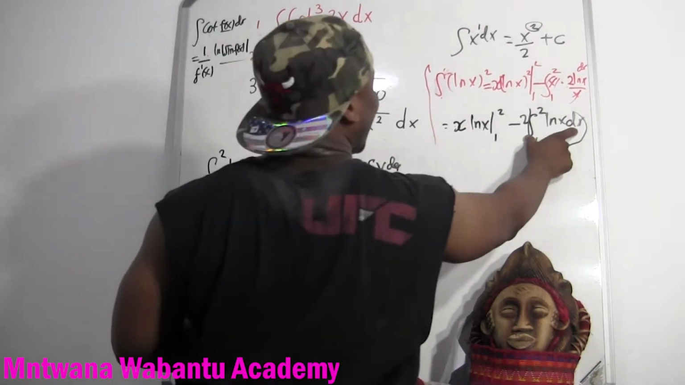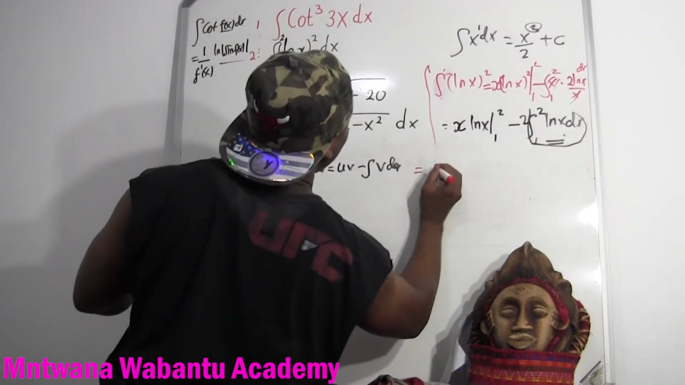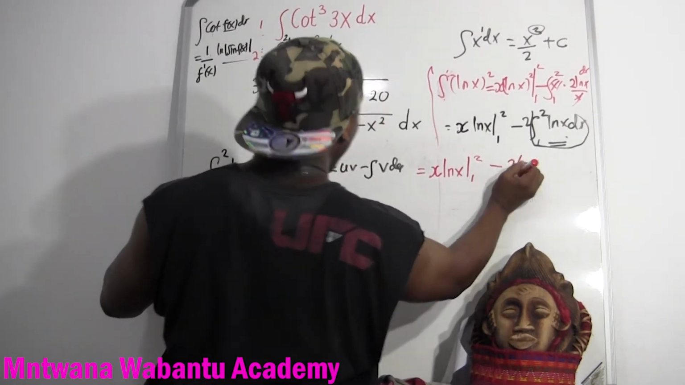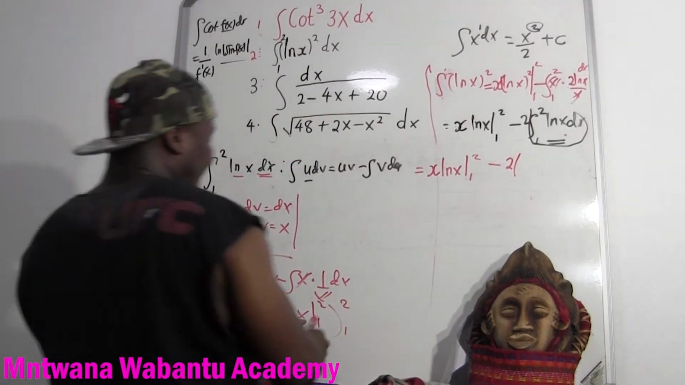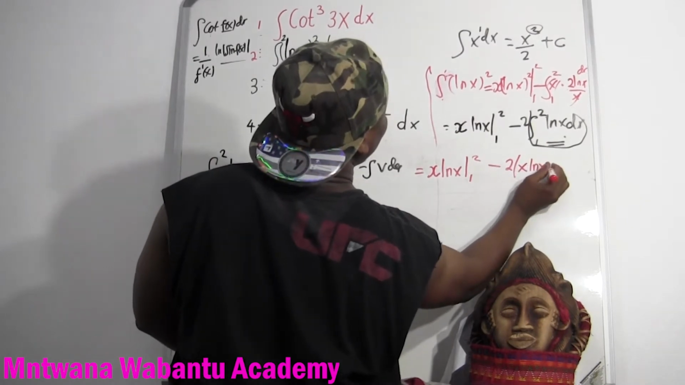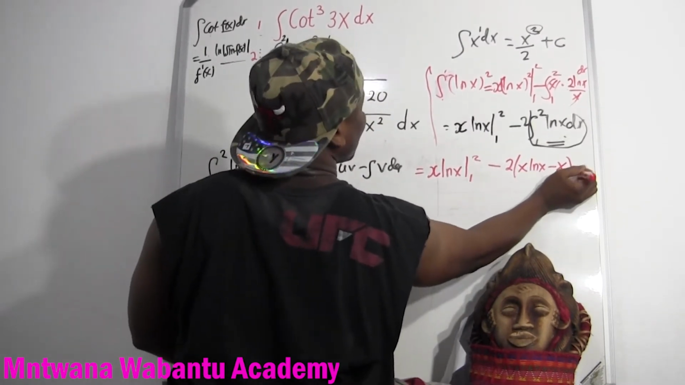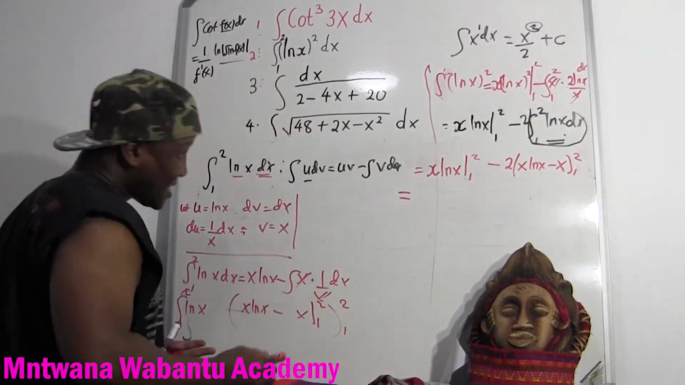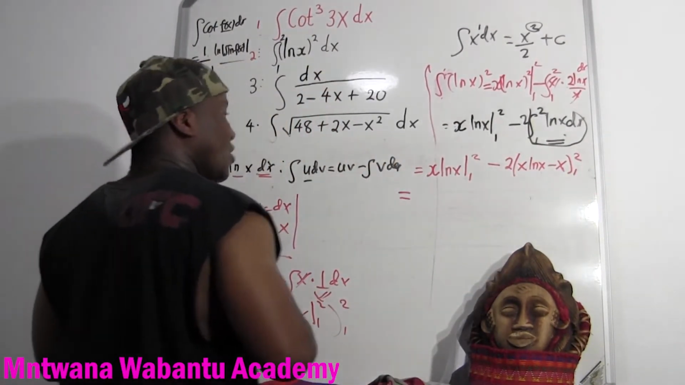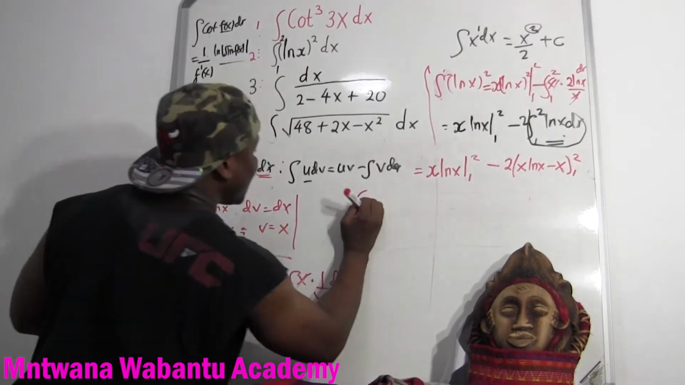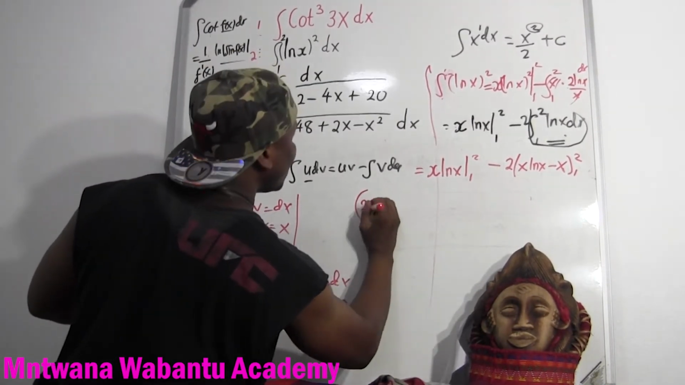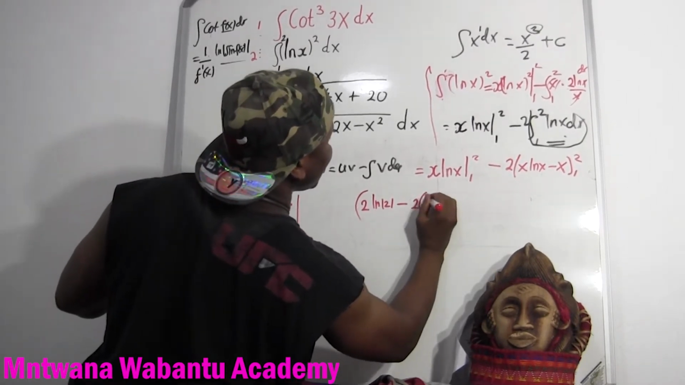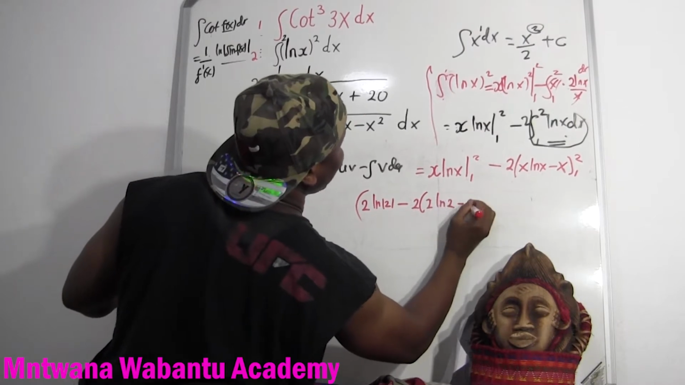So this is x ln of x minus x, with limits 1 to 2. Before the limit, this is what we have. But if you substitute the limit, it means upper limit minus lower limit. What is the upper limit? 2, so everything must be 2. It's going to be 2 ln of 2 minus 2.